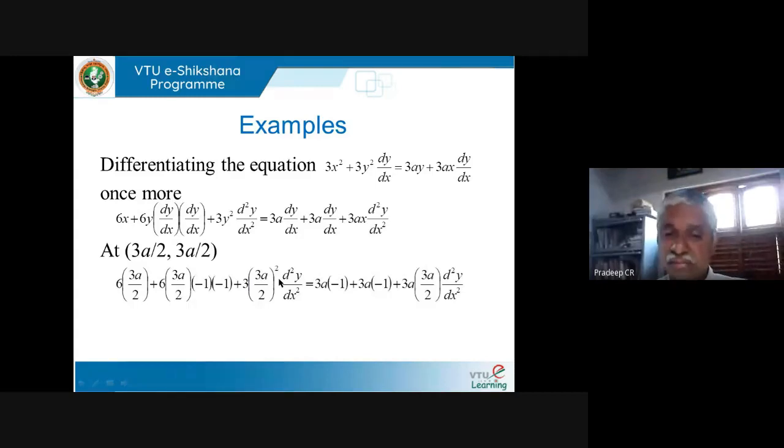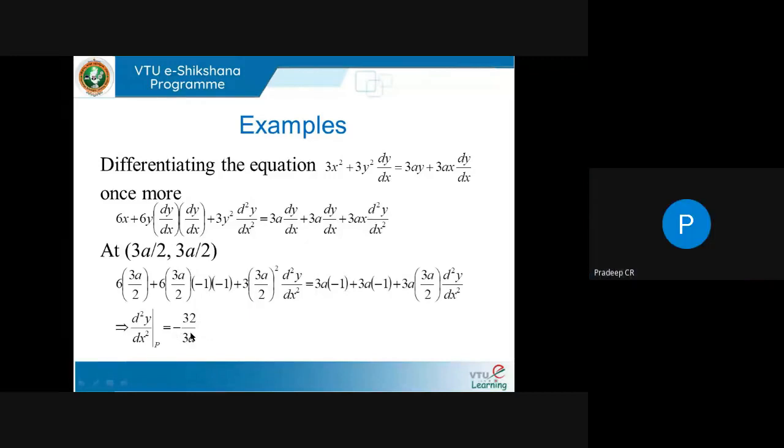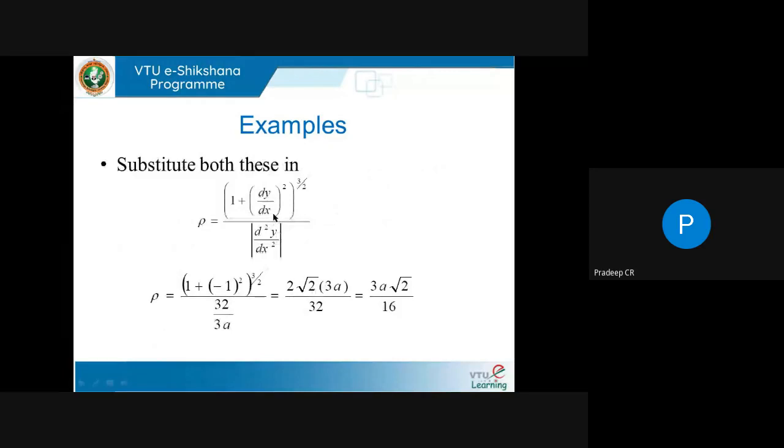So I substituted all this here because simplification becomes easy. So d square y by dx square, as you can see, is minus 32 by 3a. You have to solve this, I don't waste my time on this. So now I know dy by dx at 3a by 2, and I know d square y by dx square at 3a by 2. So substitute all this in this mess.